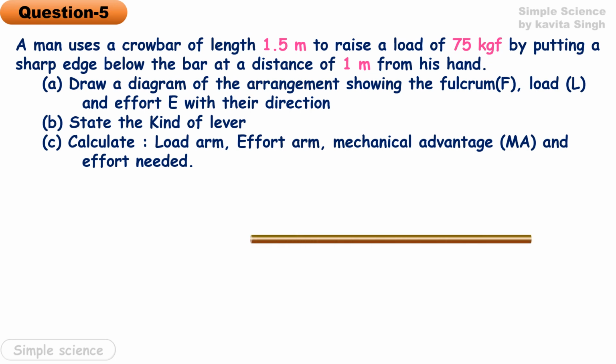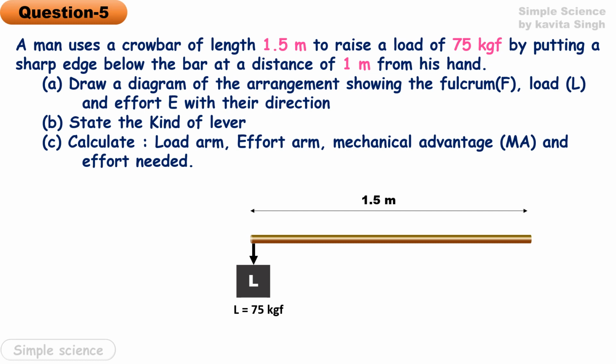Now, what is given here? A man uses a crowbar of length 1.5 meter. So the total length of the crowbar is 1.5 meter, to raise a load of 75 kgf. What is the value of load? Load is 75 kgf, which he has to raise.